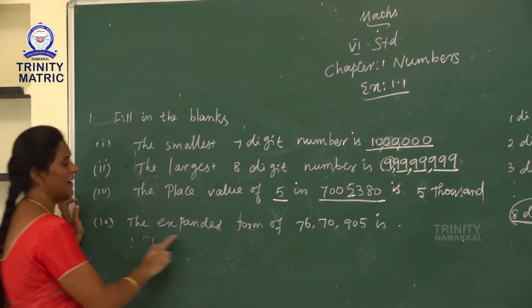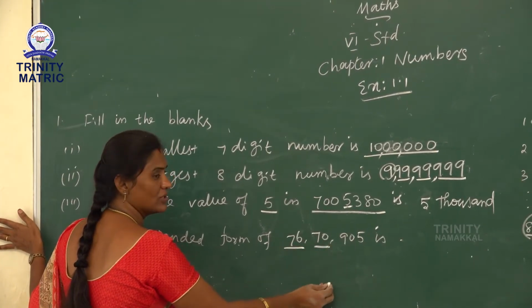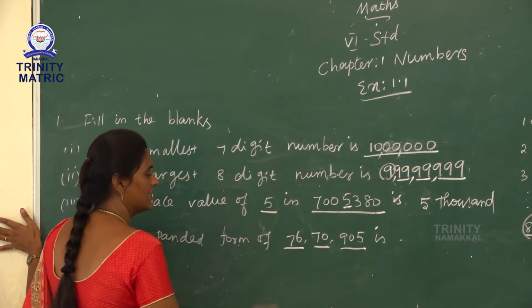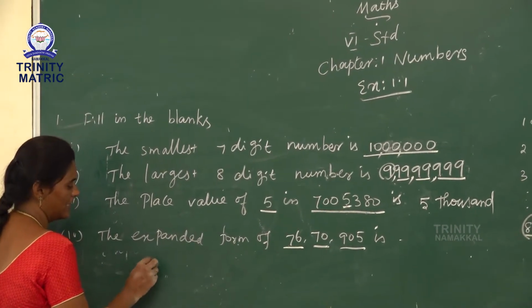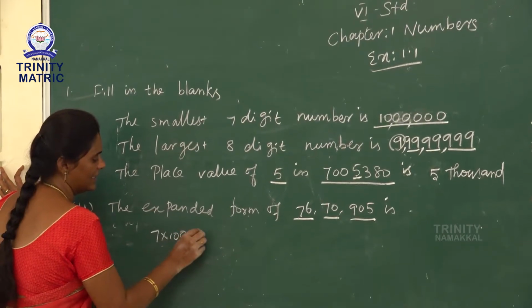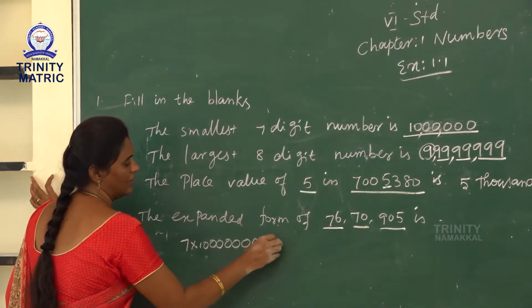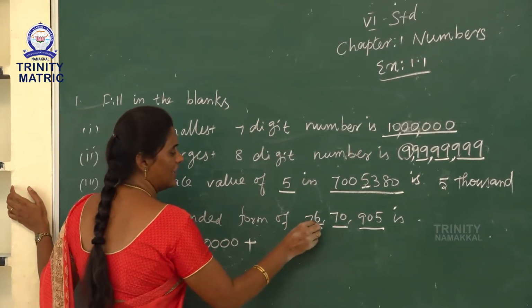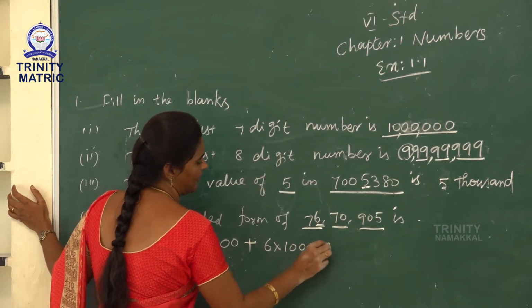Then, the expanded form of 76 lakhs, 70,905. See here, this 7 is in the place of 10 lakhs. So, we multiply 7 with 10 lakhs. Plus, what is the place value of 6? Lakhs. So, 6 into 1 lakh.